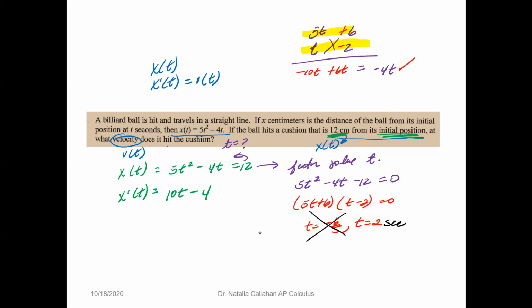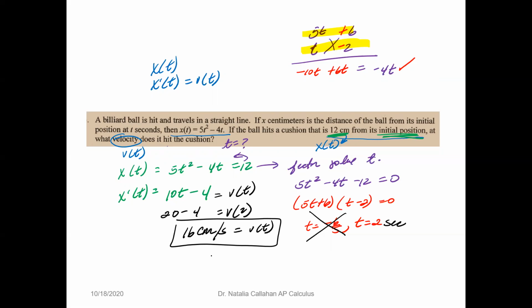Okay, so then after I have that, and I also have the velocity, which is x prime of t, what I'm going to do is plug in my t for the velocity, which is 2 seconds, and I'm going to get 10 times 2 is 20, minus 4, which is 16. The unit is centimeters per second. And notice that it is per second, not second squared, because you're dealing with a velocity.